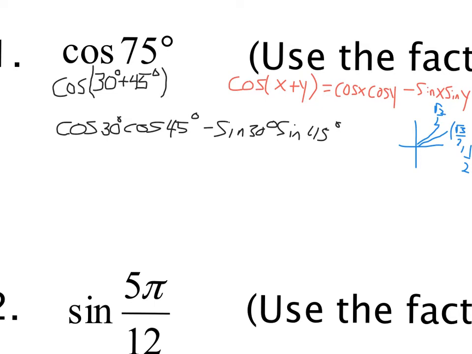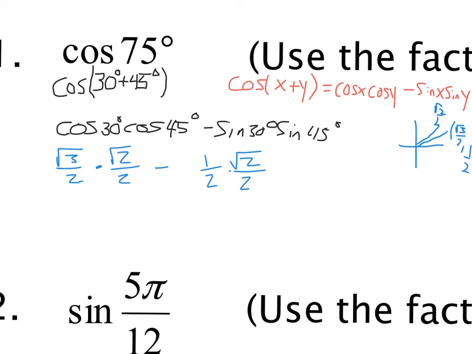So let's plug those values in. Cosine of 30 degrees, well, cosine is the x value, so this is going to be square root of 3 over 2, times cosine of 45 degrees, which is square root of 2 over 2, minus sine of 30 degrees, which is 1/2, and then sine of 45 degrees is the square root of 2 over 2.